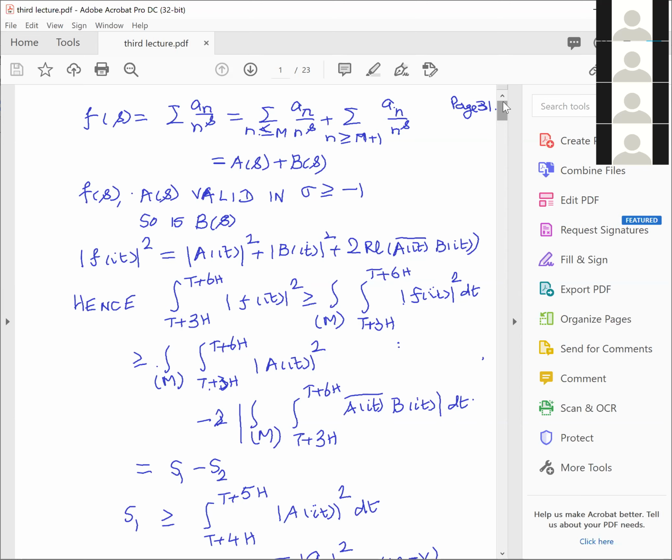And therefore, b of s is also valid. b of s is valid not as summation n bigger than or equal to m plus 1 a n by n power s, because that will not be convergent. But on the other hand, b of s can be valid precisely by defining it as f of s minus a of s.